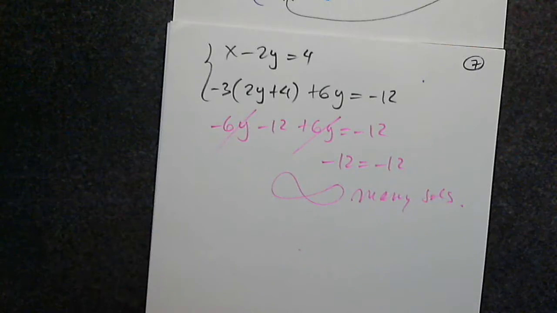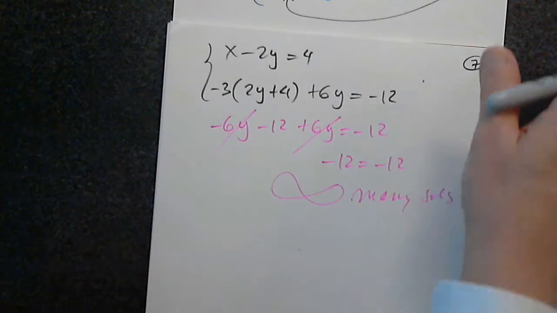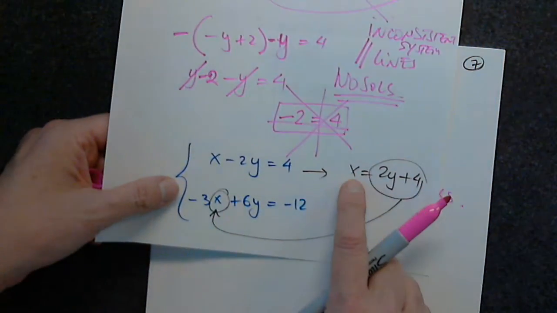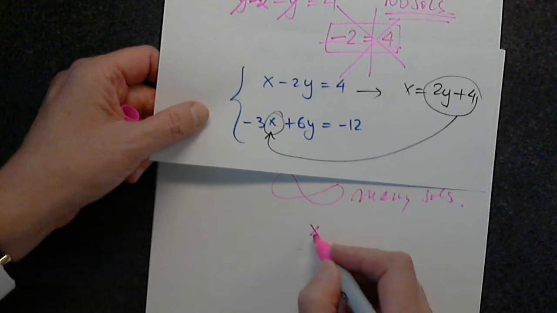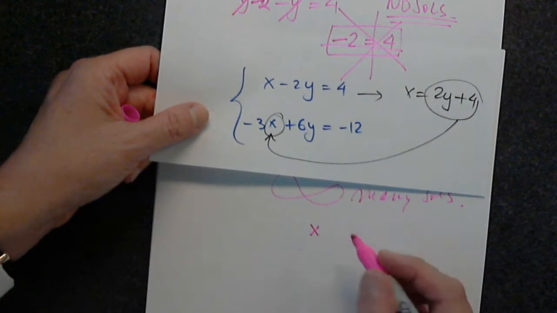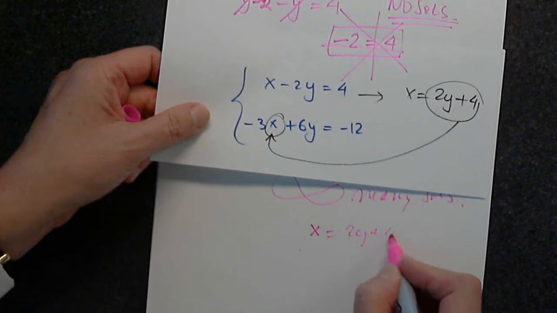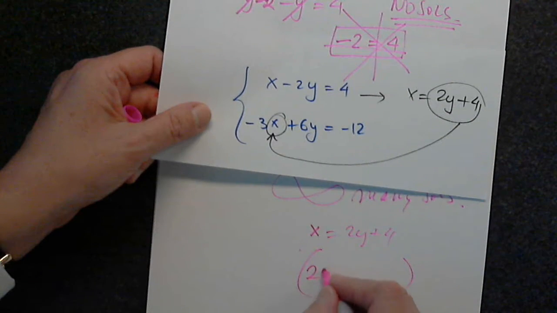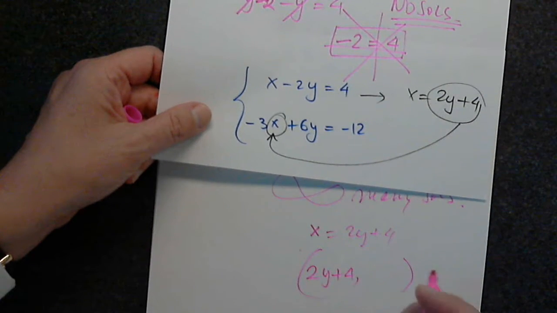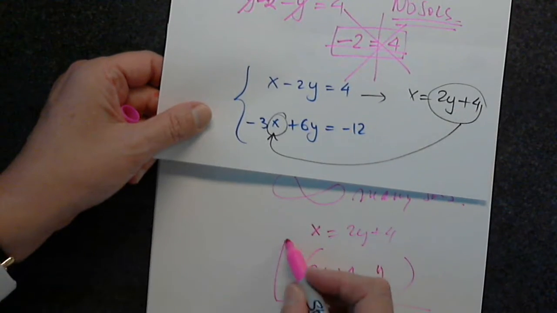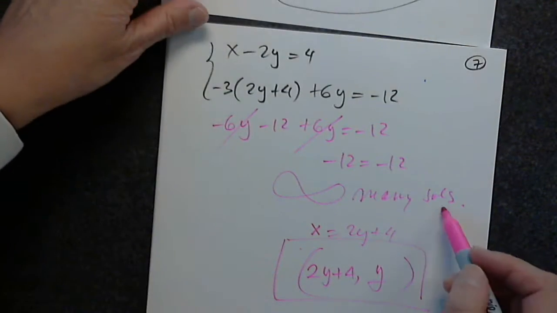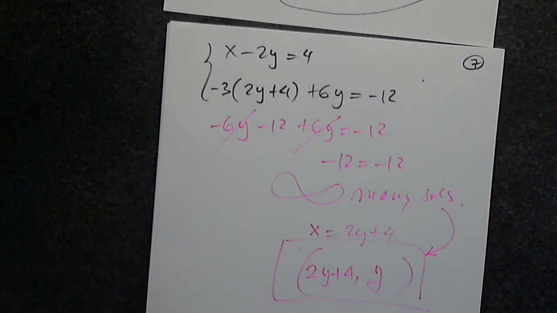So how do I write the solution, however? There is a method of writing the solution. x is anything that is 2y plus 4. So the points will be 2y plus 4 for x and y for y. This is the way we present the solution for a system that has infinitely many solutions.